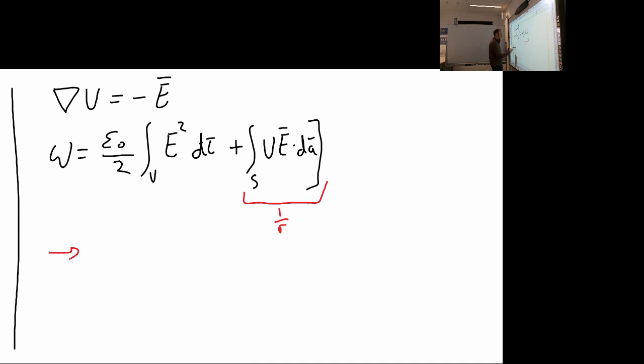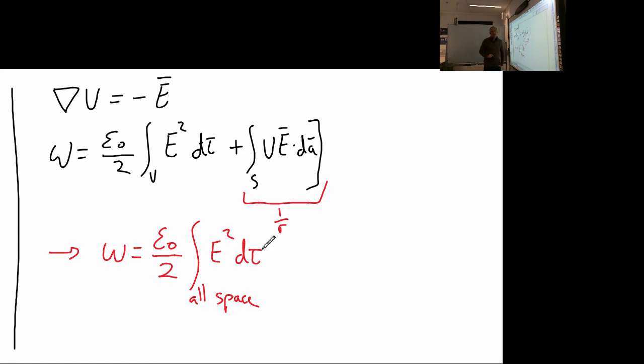So now let's say that we integrate over all space. What this gives us is that our work done will be equal to epsilon naught over 2 times the integral over all space. And since our surface integral goes to 0, since it goes as 1 over R, we're left with E squared d tau. We're just left with this volume integral.